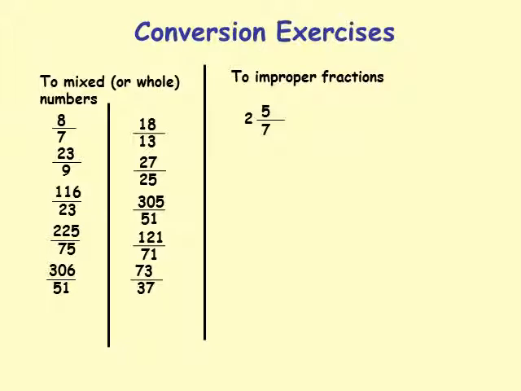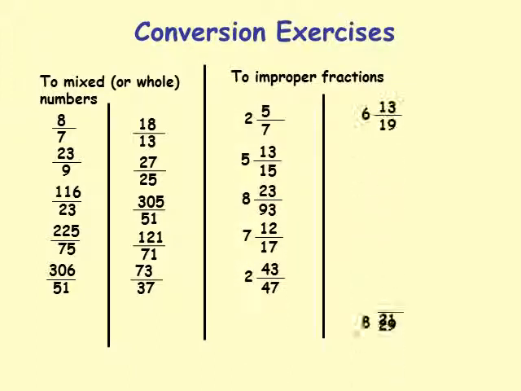Now we're going to convert that to an improper fraction. 2 as a whole number, and 5 divided by 7 is the fraction part. 5 as a whole number, 13 over 15 as the fraction part. Let's continue here. 8 as a whole number, 23 by 93 is the fraction part, and some more.